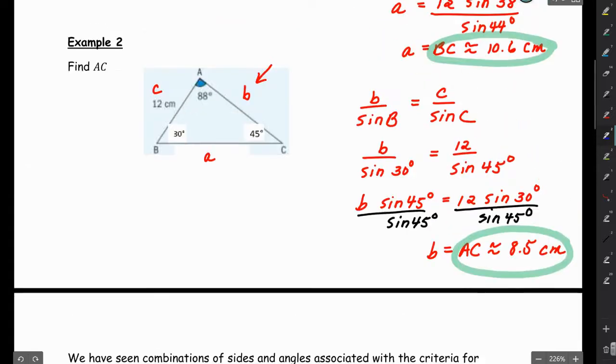If we take a look at number two, we had an angle here, we were given an angle here, we were given an angle here, and we had a side. So in this case, you could say we had angle, side, angle. We also have angle, angle, side.